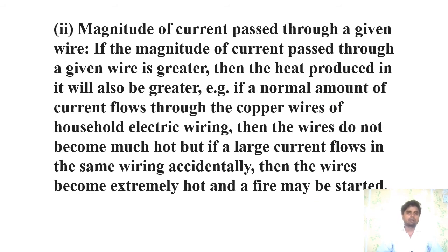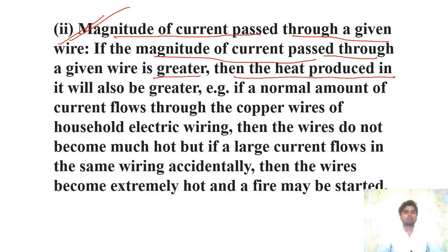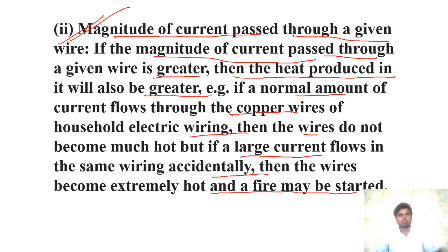Now the second one is the magnitude of the current passed through the given wire. If the magnitude of the current passed through the given wire is greater, then the heat produced in it will also be greater. So if a normal amount of current flows through the copper wires of household electric wiring, then the wires do not become very hot. But if a large current flows in the same wiring accidentally, then the wires become extremely hot and a fire may be started.